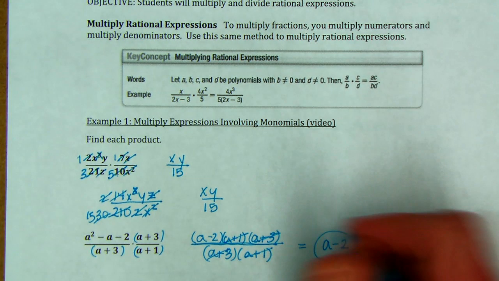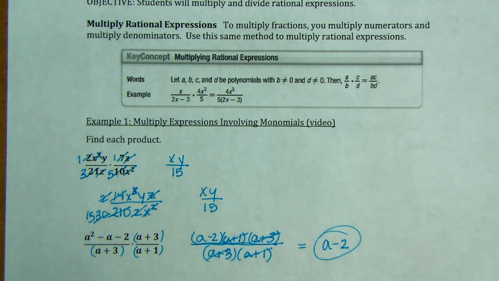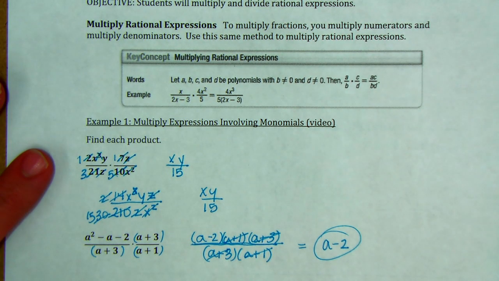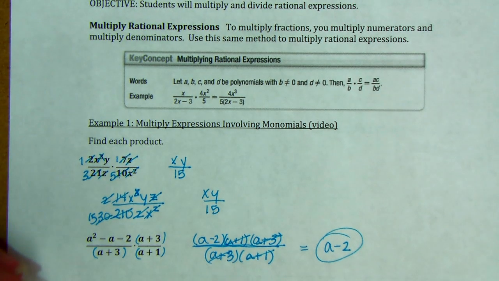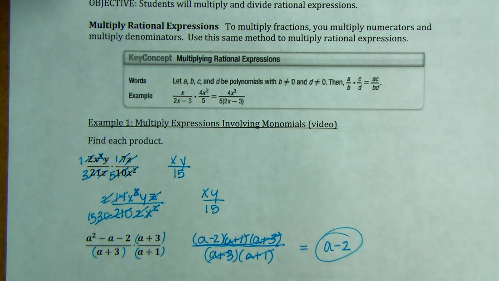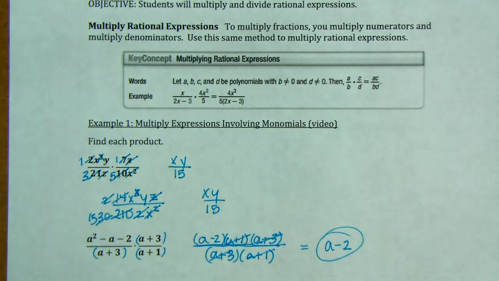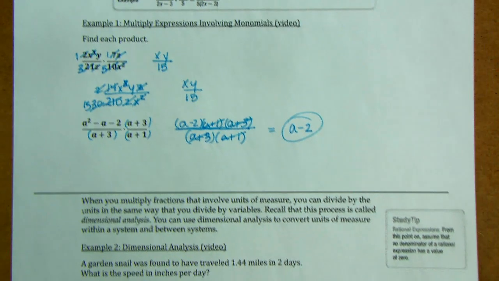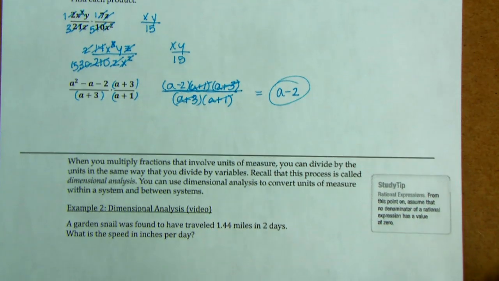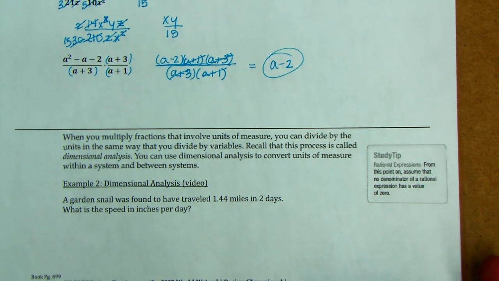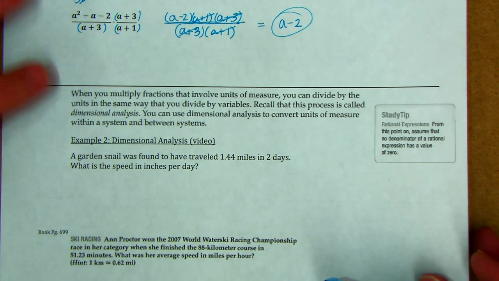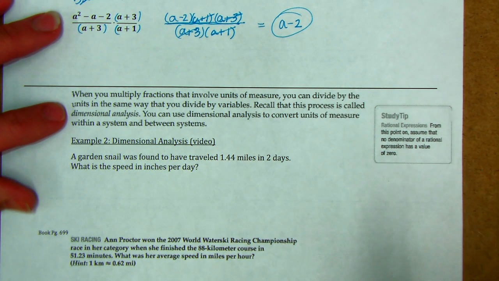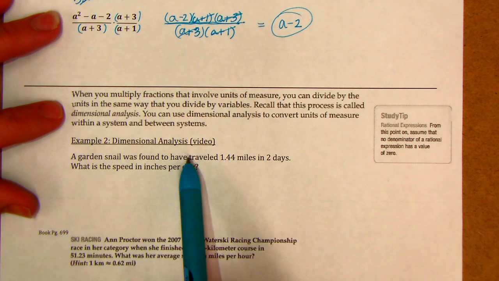Okay, why is this important to understand? Well, in real life, besides algebra, because that's when we deal with these binomials and trinomials, in real life we use this for dimensional analysis, which just means when I've got different labels that I want to get rid of. So take a look at what this says here. A garden snail was found to have traveled 1.44 miles in 2 days. What is that speed in inches per day?